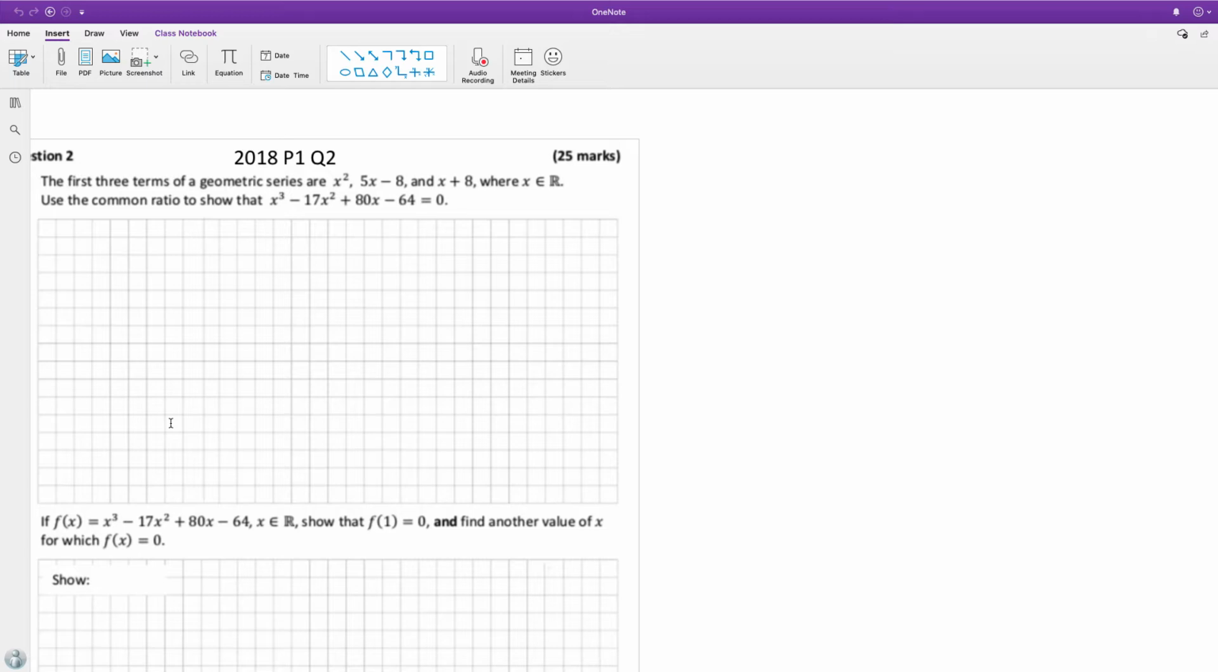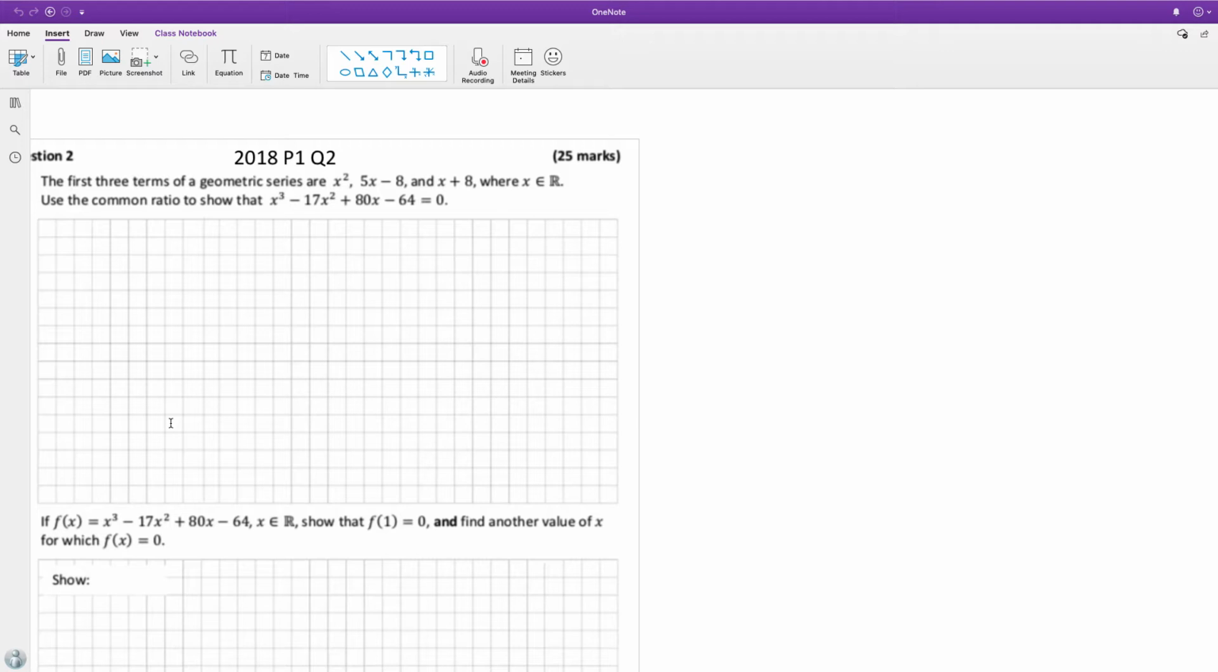Two important things not in the logbook: to check if it's geometric, t2 over t1 should be equal to t3 over t2, where t1 stands for the first term, t2 the second term, and t3 the third term. And calculating r. r is like the d in arithmetic; r stands for the common ratio, i.e. what's multiplied each time.